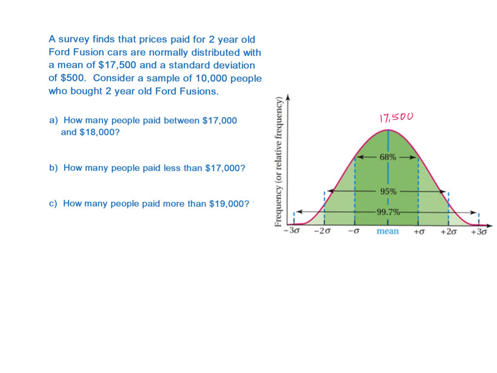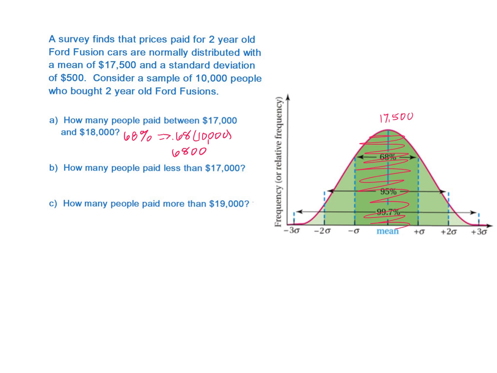Well, that's just going to be one standard deviation, right? Because we're just going up or down 500 there. So 68% of the people paid that in that range. So to know how many people, obviously, I would take that 0.68 and multiply it by 10,000. And I believe you will find if you do that, that you get 6,800 people. And then for the second question, they said, how many people paid less than 17,000?